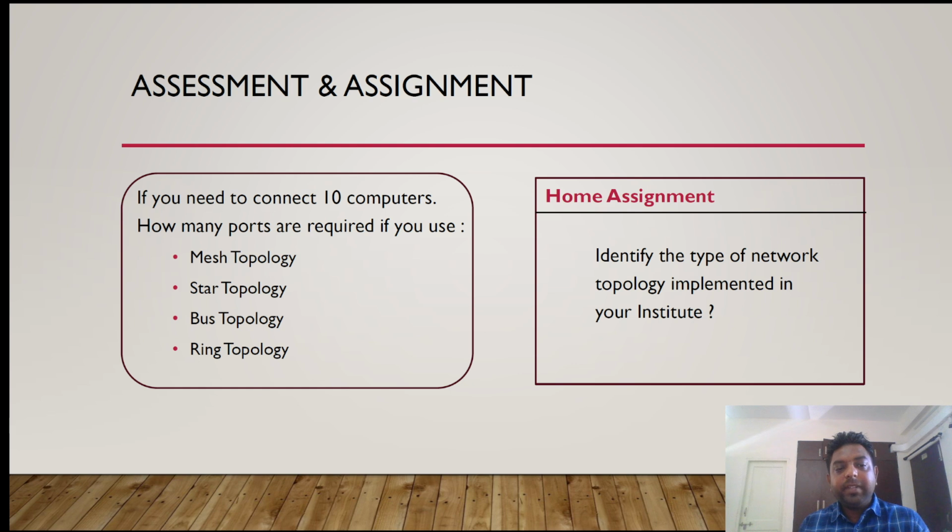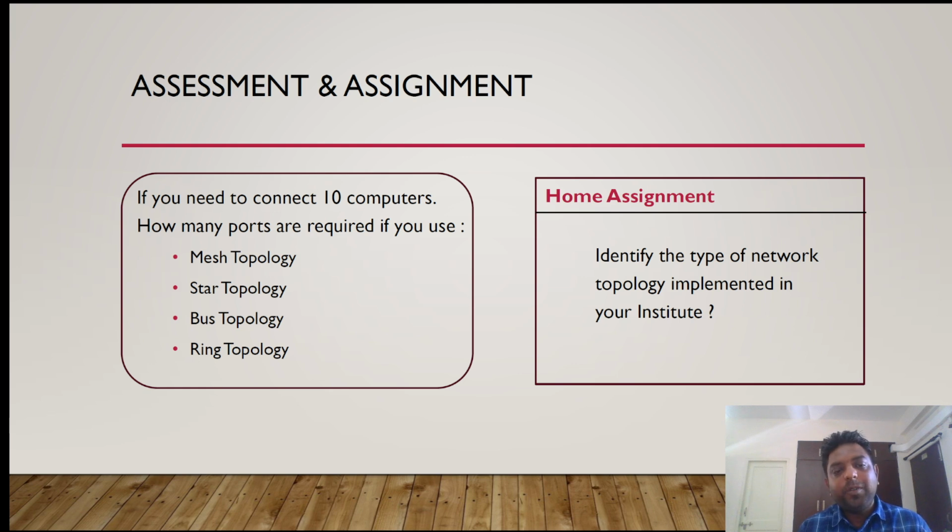In case we have 10 computers, how many ports will be required if you use mesh topology? You have to tell. In case there are 10 computers using mesh topology, each computer is connected to every other computer with a dedicated point-to-point link. So 10 into 9 other computers, 90 cables will be required. Every computer is connected through 9 ports, so 10 into 9, 90 ports will be required.